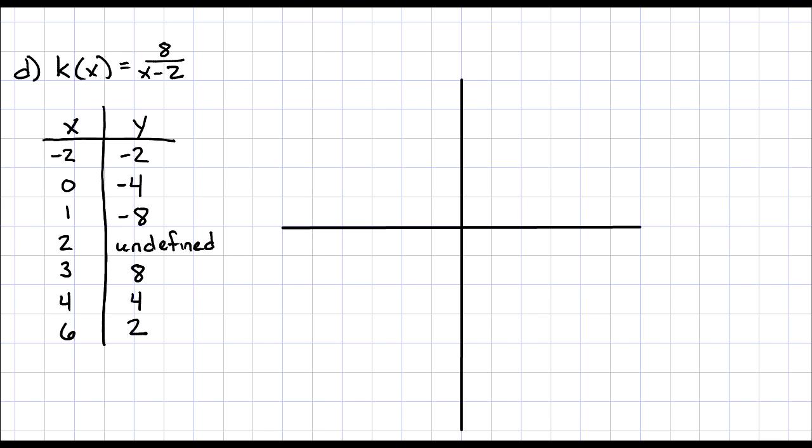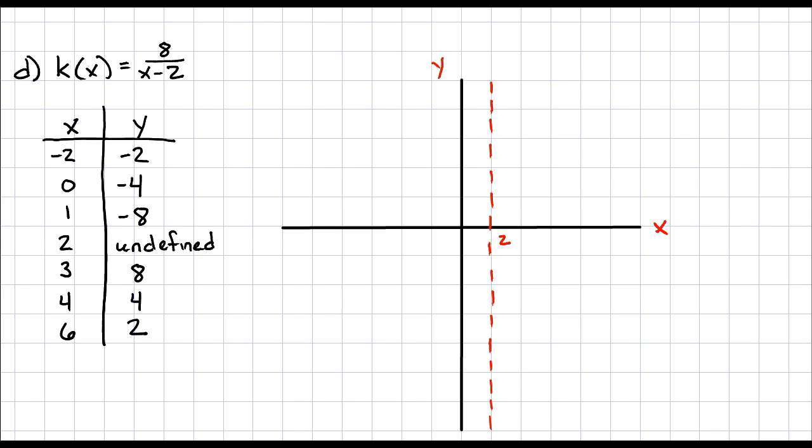So the first thing I noticed is that I did not get an output when I plugged in 2. So to indicate that, I'm going to put this dotted line here. This is what's called an asymptote. If you haven't seen that before, don't worry about it too much. We don't really work with asymptotes in this class, outside of this one example, maybe. So again, I have this dotted line at x equals 2 to indicate that I do not have an output there.